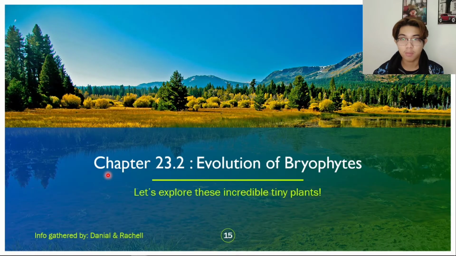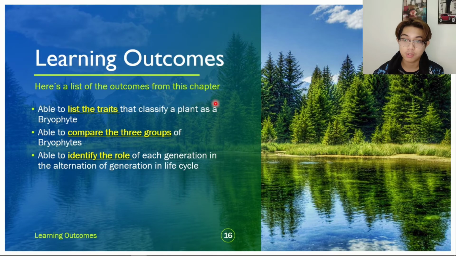Hello everyone, I will be presenting to you chapter 23.2, which is the evolution of bryophytes. The learning outcomes of the chapter: you should be able to list the traits of bryophytes, compare 3 groups of bryophytes, and identify the role of each generation in the life cycle of a bryophyte.